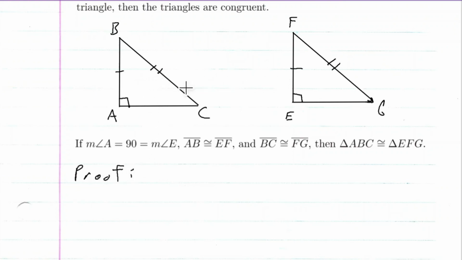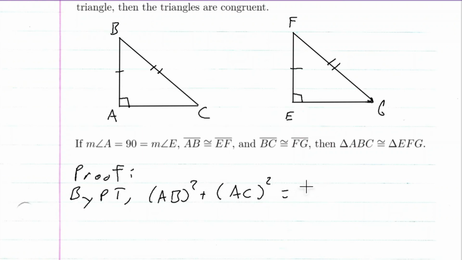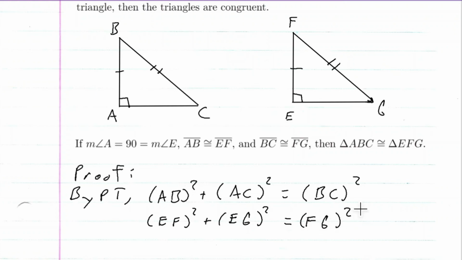So we know these are both right triangles, so we can use the Pythagorean theorem on both of these. So by the Pythagorean theorem, we know that AB squared plus AC squared is equal to BC squared. And we have that EF squared plus EG squared is equal to FG squared.